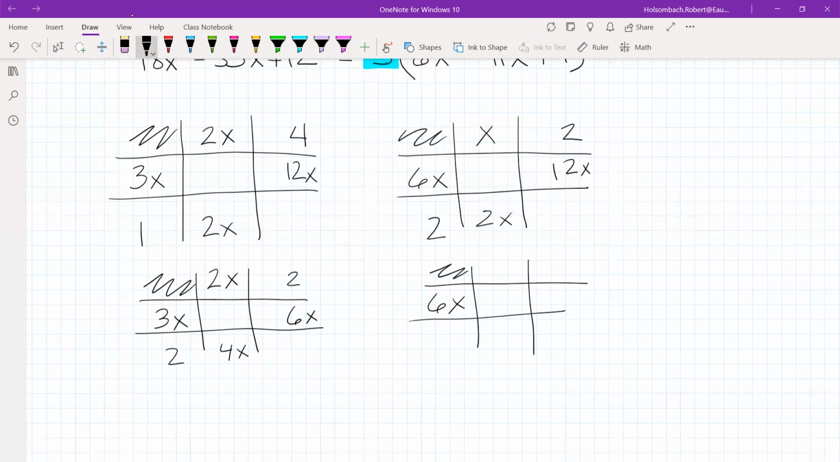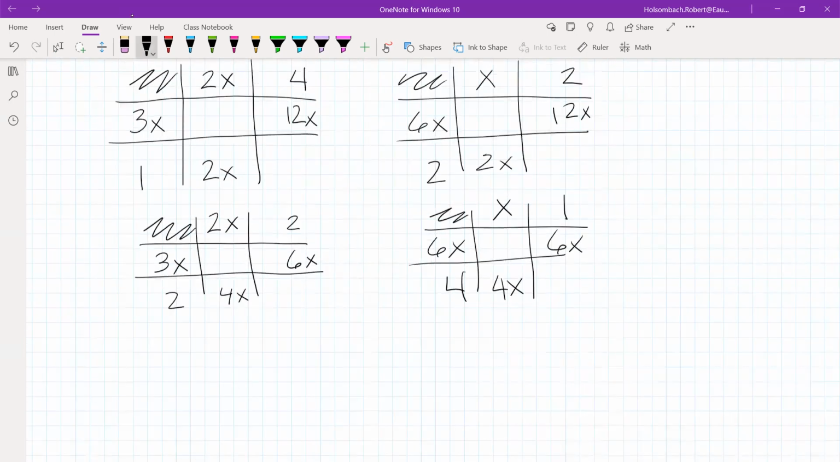With the 6x and the x, 4 and 1, I get a 6x and a 4x. That doesn't get me there, does it? Okay.